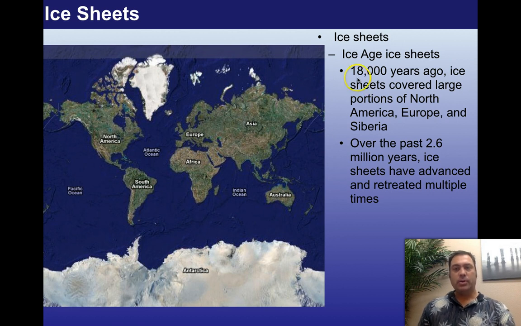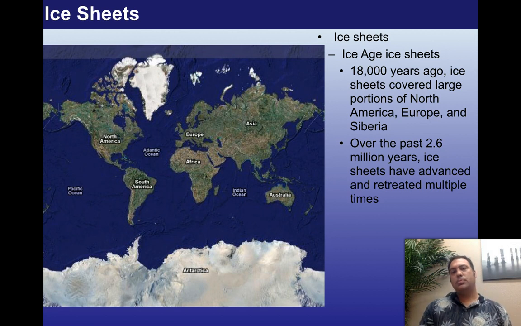So the ice sheets, the modern ice sheets, come from a period of time about 18,000 years ago. The ice sheets covered large portions of North America, Europe, and Siberia. Siberia is this zone over here. Europe, basically Scandinavia, and even down into France and the area north of the Alps. And then here in North America, it came down to as far as Iowa, and possibly right along in this zone here into the Ohio Valley.